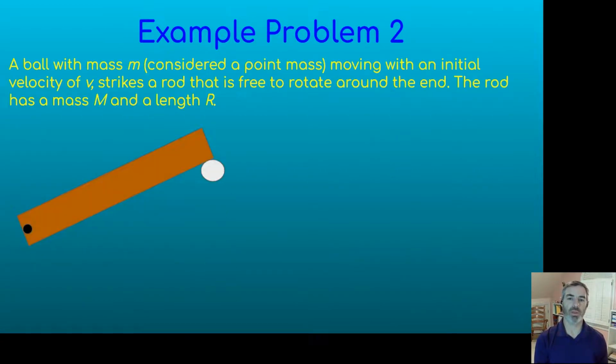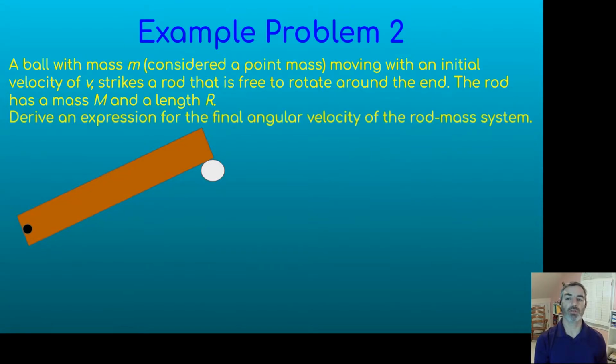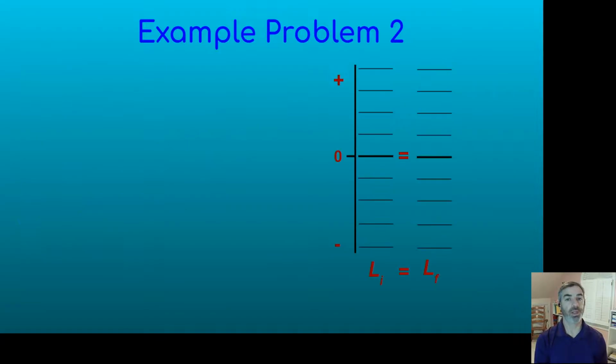We've got a ball with mass m moving with an initial velocity. You can see the initial conditions there. It hits a rod, sticks, and rotates. What we want to do is derive an expression for the final angular velocity of the rod-mass system. Because we have a collision occurring, we're going to draw angular momentum bar charts.